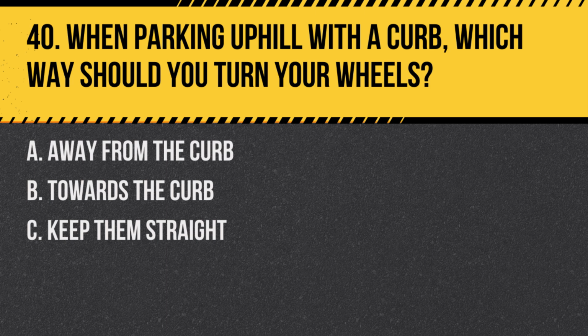Question 40. When parking uphill with a curb, which way should you turn your wheels? A. Away from the curb. B. Towards the curb. C. Keep them straight. Answer: A. Away from the curb. This ensures that if the vehicle rolls, it will roll away from traffic and towards the curb, minimizing potential accidents.